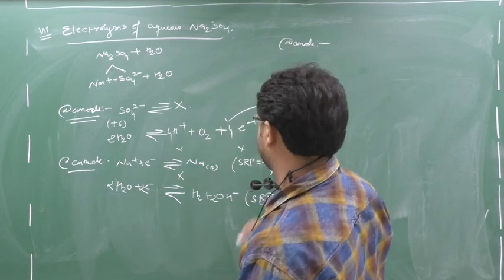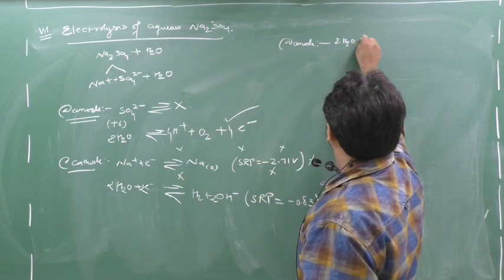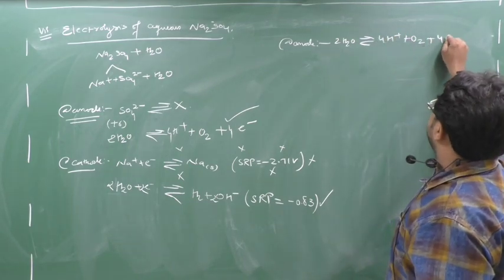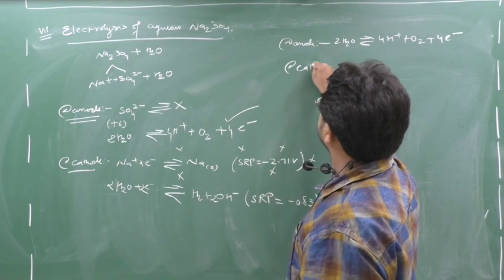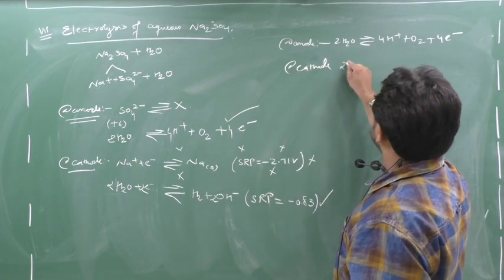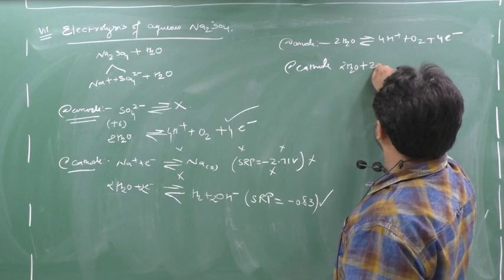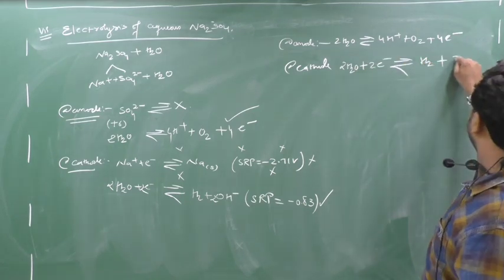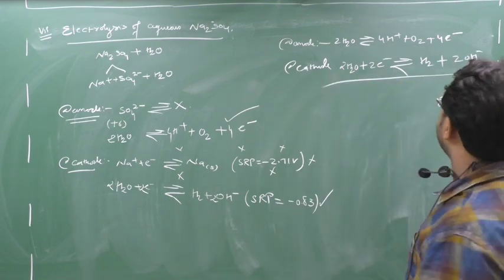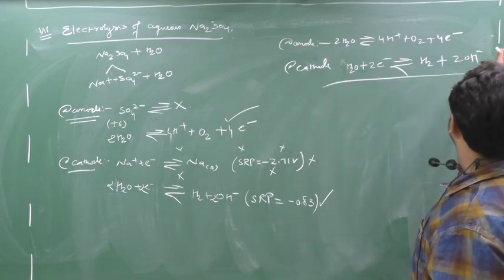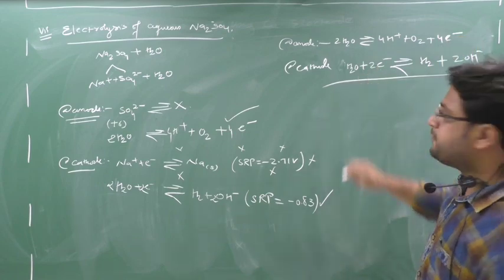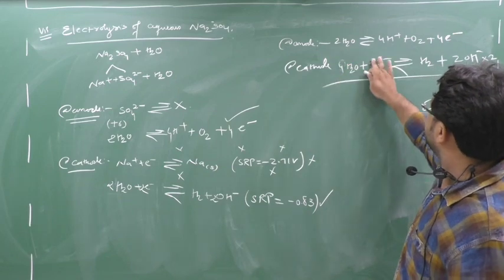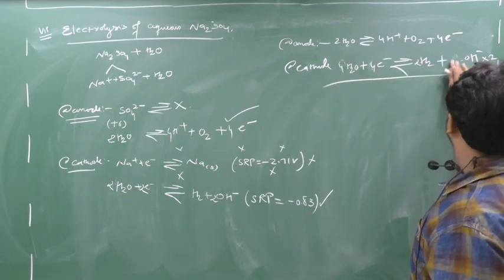At anode, the reaction that will occur is that of water, that is 2H2O gives 4H+ plus O2 plus 4 electrons, and at cathode, which reaction will occur? Water itself: H2O plus 2 electrons gives H2 plus 2OH-. If I multiply this by 2, because you have 4 electrons, to make 4 here I have to multiply by 2. So here 2H2O instead of 2 will become 4, and this will also be 4, 2H2O and 4OH-.